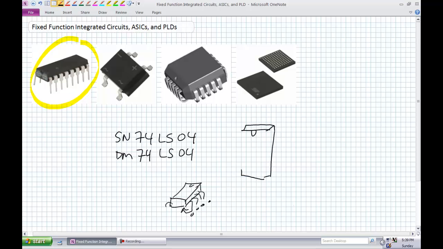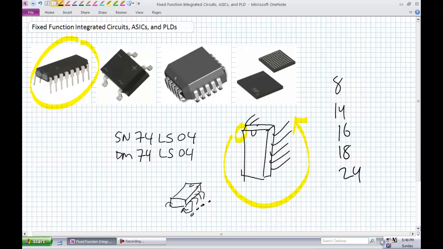So the upper left, and by the way, the centipede's legs are pointing away from you. The upper left, that's number 1. Go counterclockwise in increasing order. They're typically 8s, 14s, 16s, 18s, or 24. Always an even number, obviously, because there are pairs.